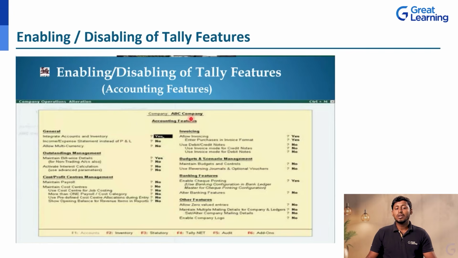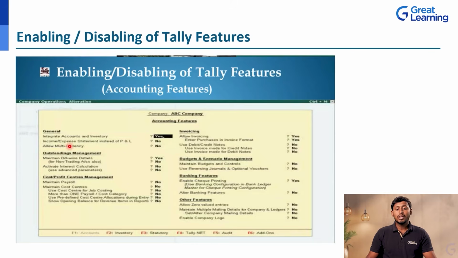Next, here we are looking at the accounting features. We need to do the enabling or disabling in the accounting features. In the first one, that is General, Integrate accounts and inventory. If you are going to club the inventory with the accounts, or the books of accounts with the inventory management, or inventory accounts, that is, if you want that feature, just click on Yes. Otherwise, it should be No.